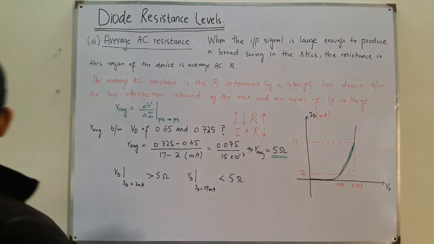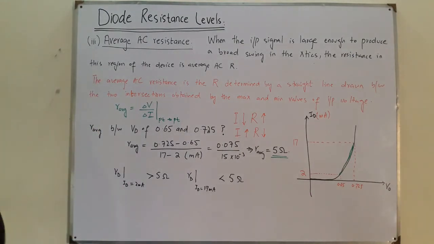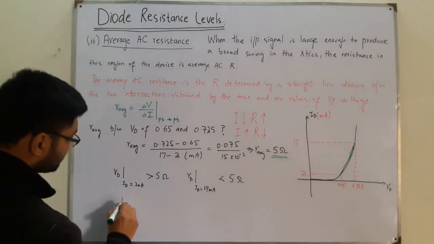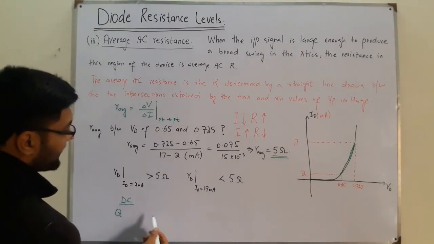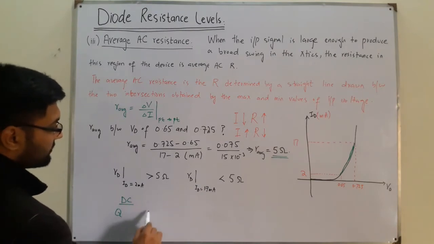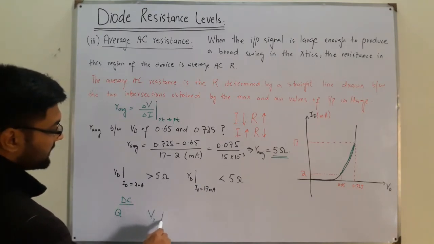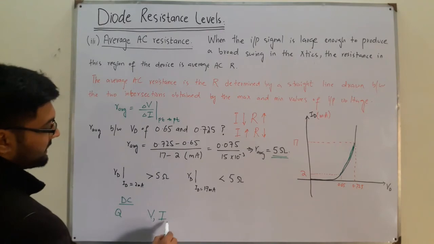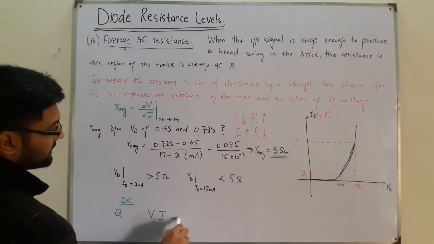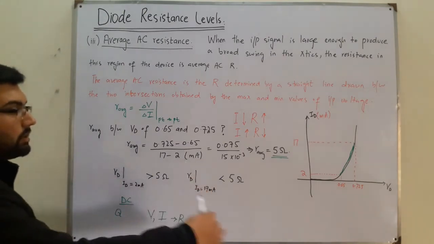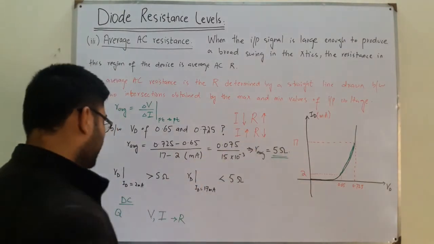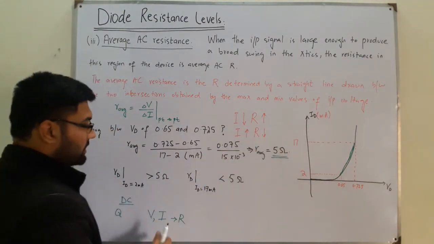Now let me summarize it for you. The first was the DC resistance, which was calculated at a Q point. At any point on the curve, you find the value of V at that point, you find the value of I at that point, and you divide them to get the value of the resistance. Any point you took, it was the same at each and every point, because the DC values of V and I were not changing.